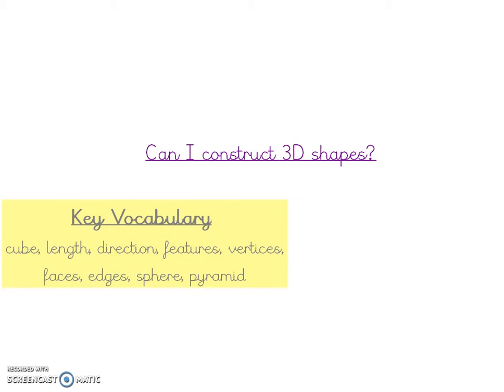In this session we're going to use our knowledge of the properties of 3D shapes to be able to construct different 3D shapes. Now for this lesson it would be good if you were able to have some sticks or cocktail sticks or straws to hand and some form of marshmallow or Play-Doh, plasticine or clay to join them up so that you can actually help make these models.